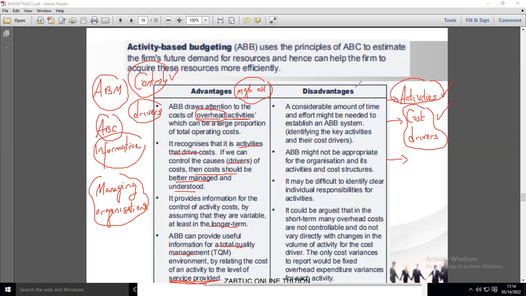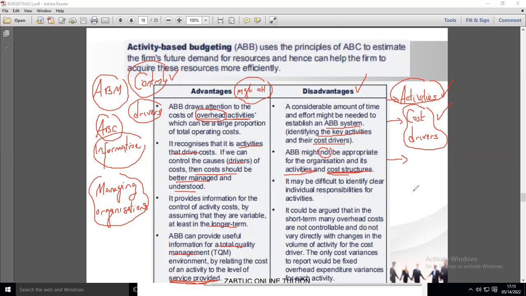What are the possible problems? A considerable amount of time and effort might be needed to establish ABB, e.g., to identify the key activities and cost drivers. ABB may not be appropriate for the organization and its activities and cost structures. Have you identified the activities? Not very easy. It may be difficult to identify clear individual responsibilities for activities.